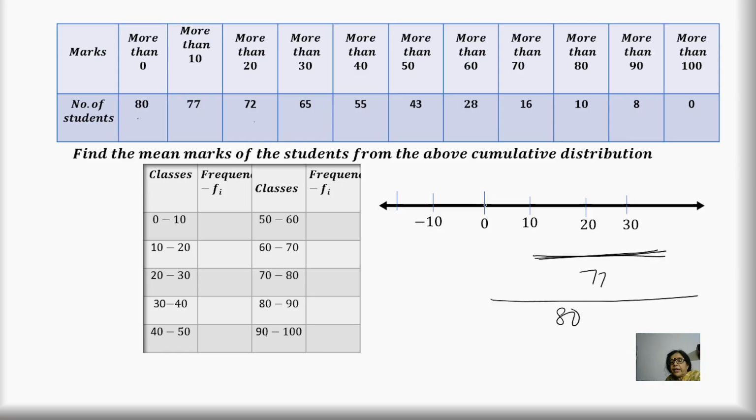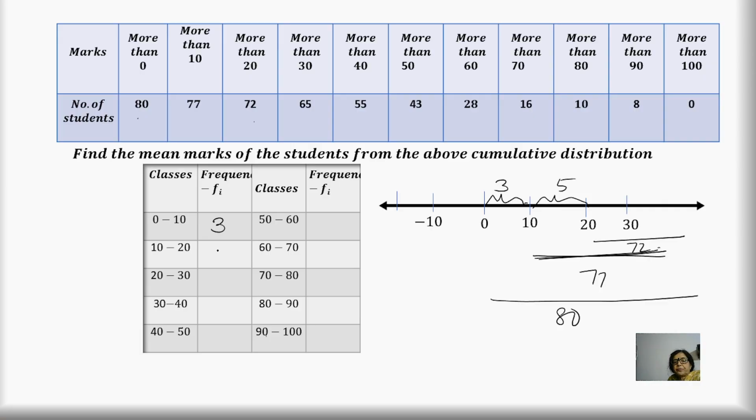So if I have to get the number of children securing marks between 0 and 10 but less than 10, that will be 80 minus 77, that is 3. Similarly, more than 20 is 72. So if I have to find out the number of children who are securing between 10 and 20 but less than 20, that will be 77 minus 72, that is 5. So this way we find out the actual frequency.